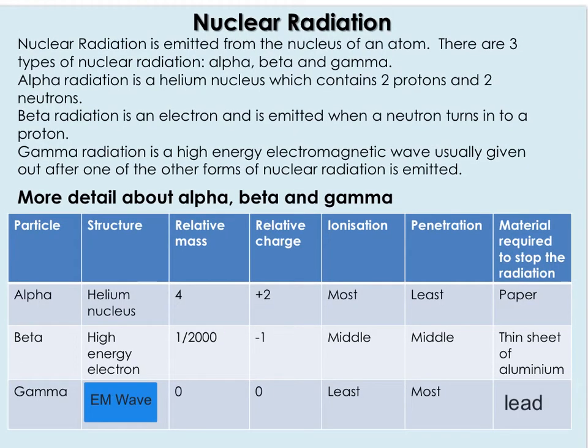So we'll now look at gamma. Gamma is an electromagnetic wave. It's got a relative mass of 0 because it's a wave, it's got no mass, and it's got a relative charge of 0 as well because electromagnetic waves are not charged. It's the least ionizing, so it causes fewer atoms to be turned into ions, but it's got the most penetration, so it can travel the furthest through air. The materials that you need to stop gamma are lead or concrete, and you tend to need quite a lot of it as well.